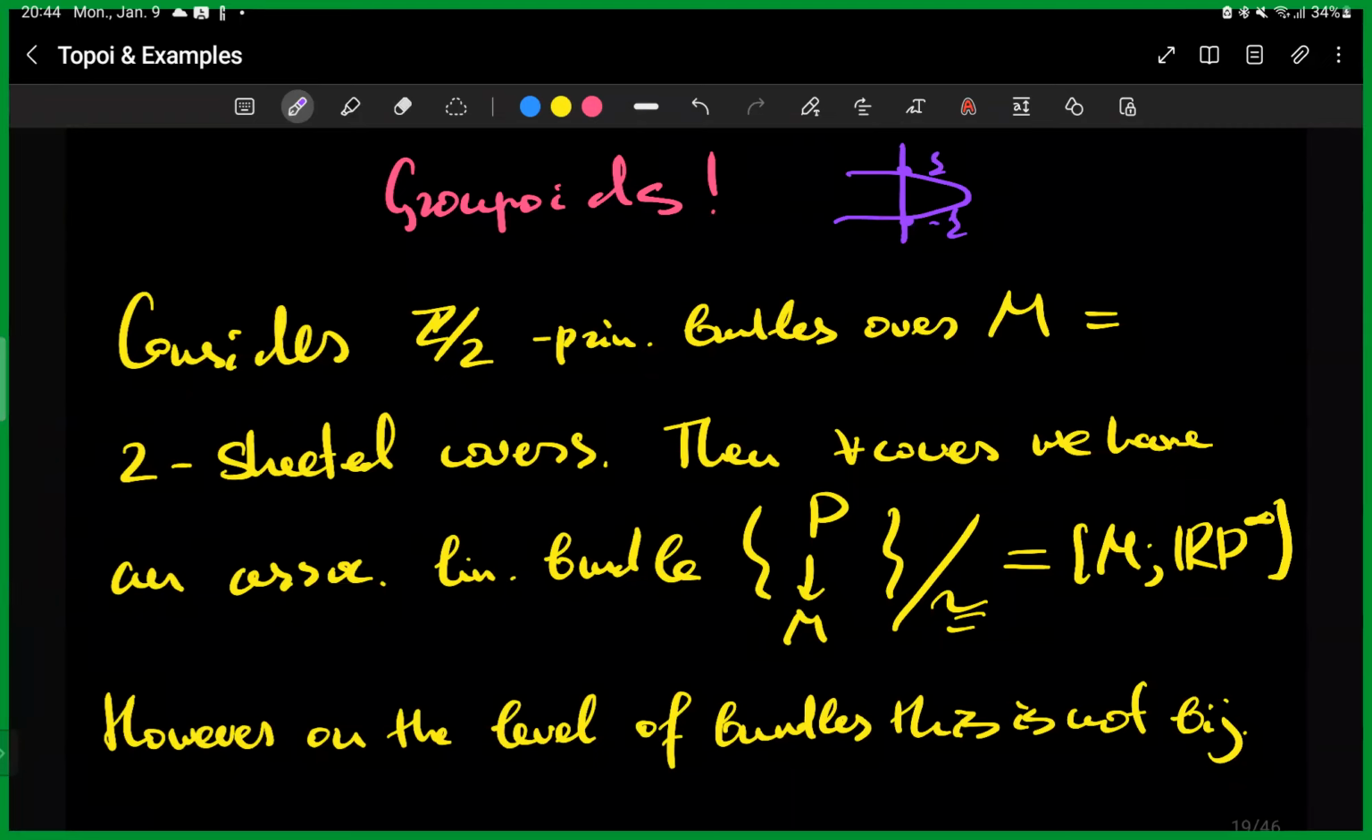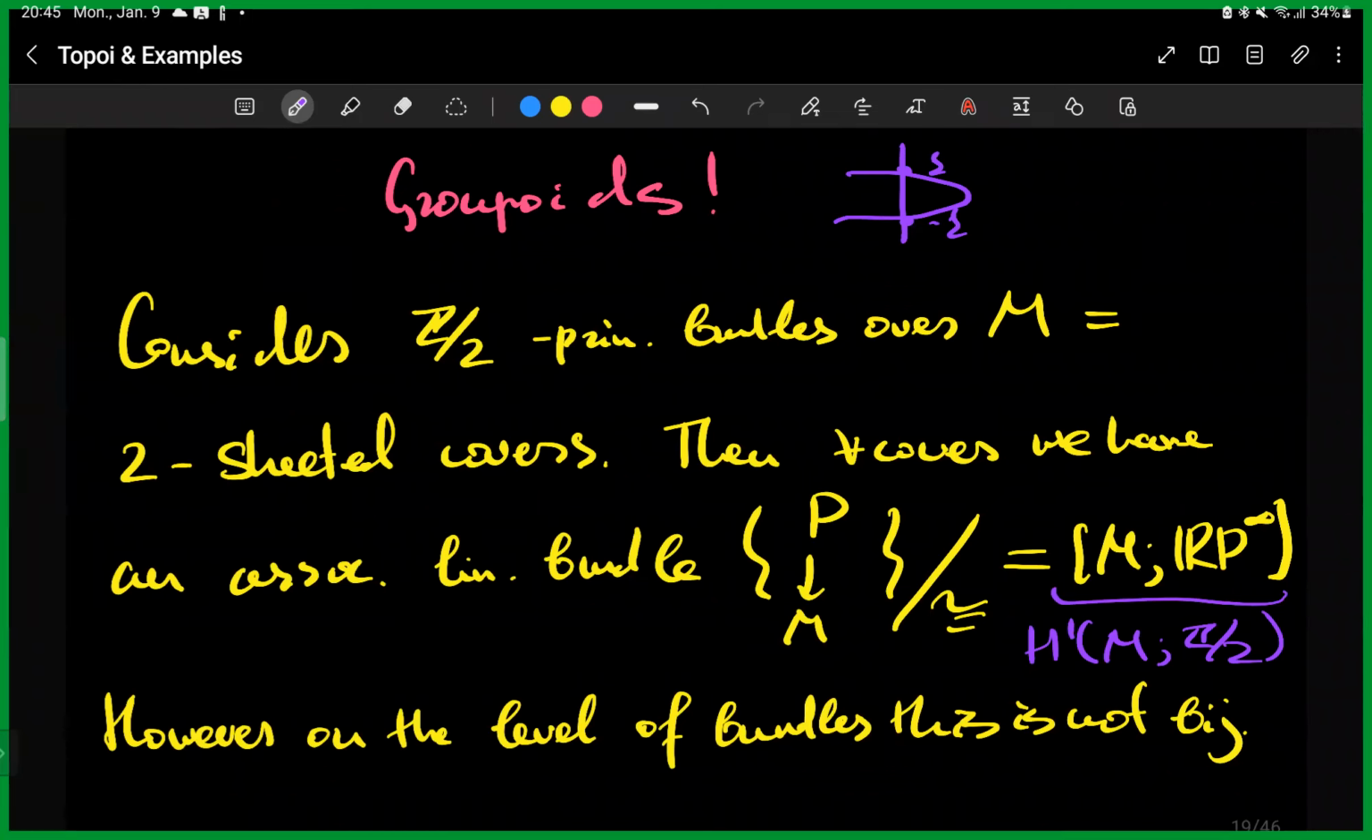And we know how to classify vector bundles, one-dimensional vector bundles up to isomorphism. We just need to take the set of homotopy classes from M to the infinite dimensional projective space, which, as we know, is equal to the first cohomology group of M with coefficients in the group Z mod 2.